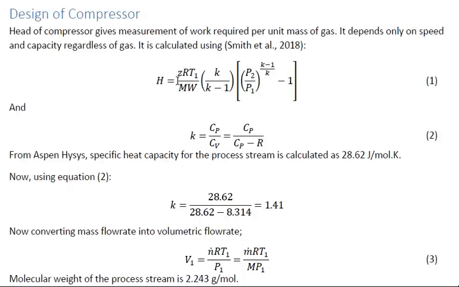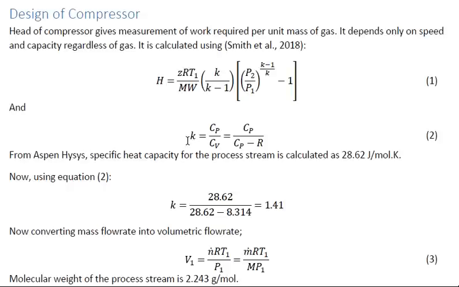Z is the compressibility factor, R is the universal gas constant, T1 is the inlet temperature, Mw is the molecular weight, K is the ratio of Cp over Cv. P2 over P1 is the pressure ratio, that is, the pressurization across the compressor.